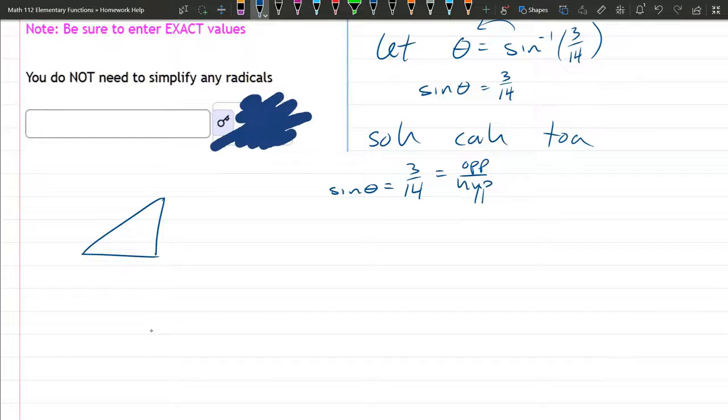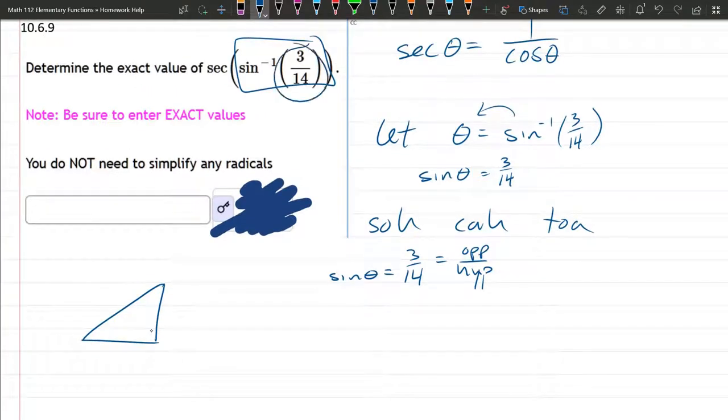Now I'm drawing it as if it's in quadrant one. If you see that both of these are positive, you're in quadrant one. If this is negative, you're either in quadrant two or four, and that depends on what inverse trig function you have here. So I know sine inverse, the range is negative pi over 2 to pi over 2. So if this was a negative 3/14, I would be in quadrant 4. If this was cosine, cosine's range is 0 to pi. So if this was negative and cosine, I'd be in quadrant 2. All right, but we're positive, so we don't have to worry about any of that.